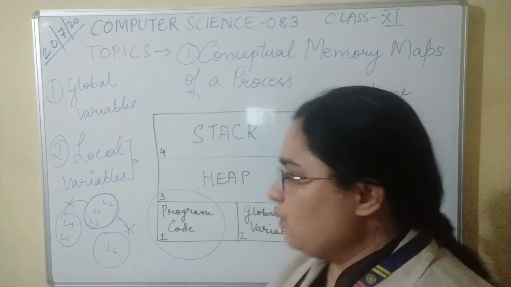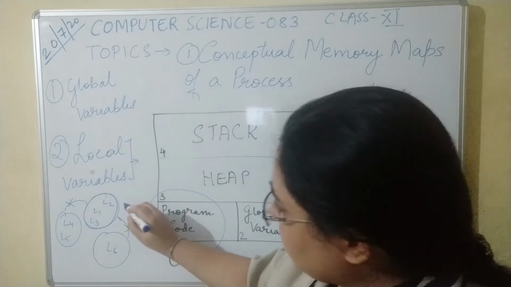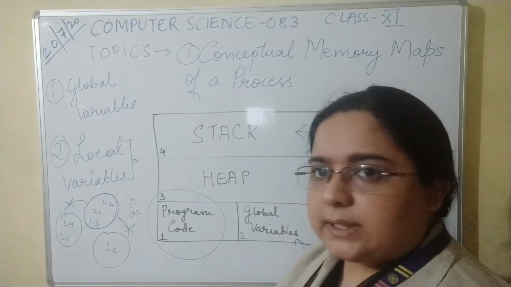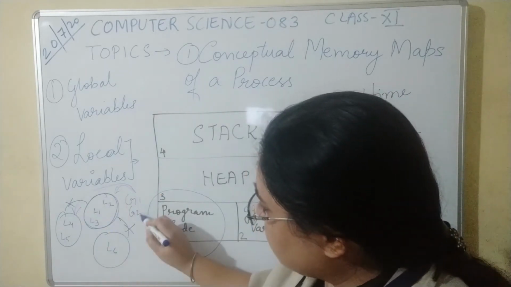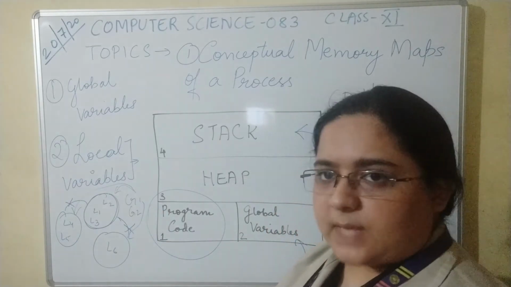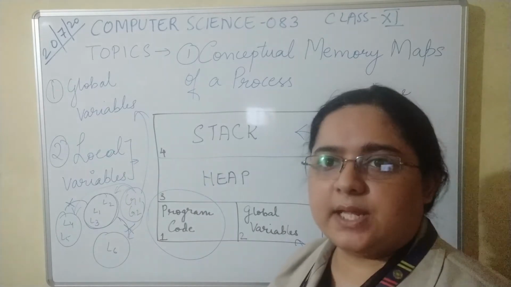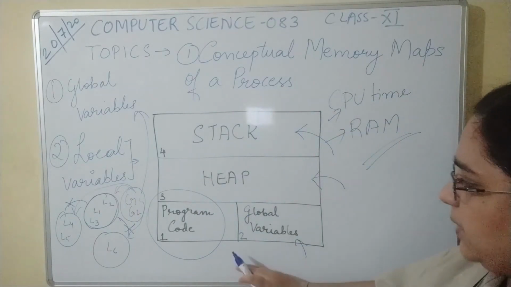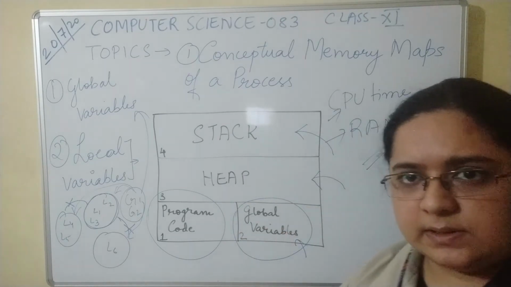Hence, in order to use some variables, they are kept outside, like G1, G2. These two variables can be used within any of these areas, and these are known as what? Global variables. So there is some space which is also given to each program for storing their global variables.